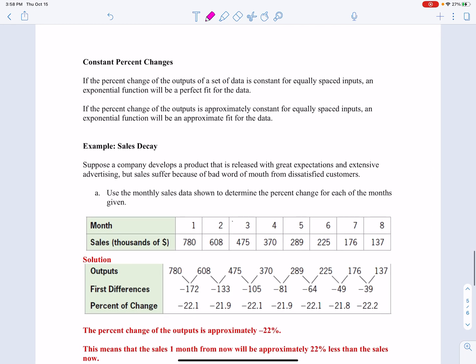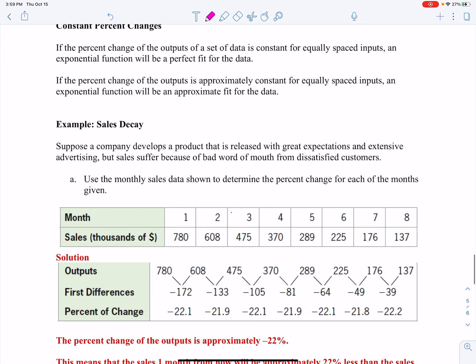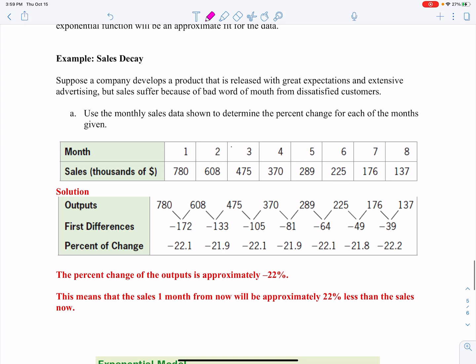All right, this we're going to talk about, though. So constant percent changes. If the percent change of the outputs of a set of data is constant for equally spaced inputs, then an exponential function will be a perfect fit for the data. If the percent change of the outputs is approximately constant for equally spaced inputs, an exponential function will be an approximate fit for the data. In other words, it'll be good enough to make predictions.